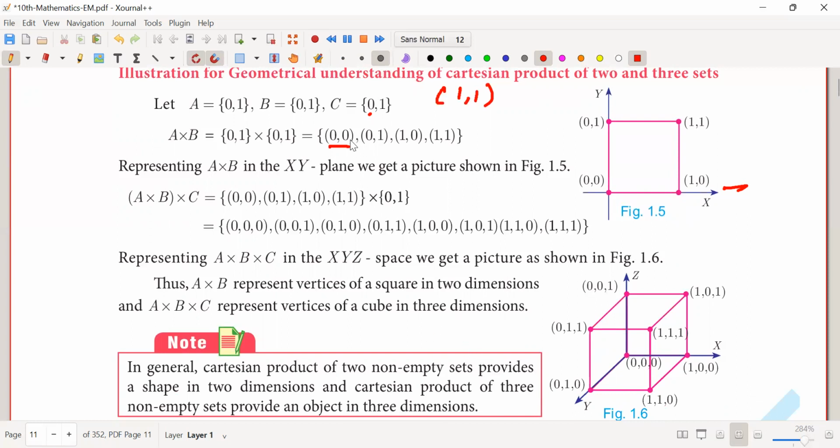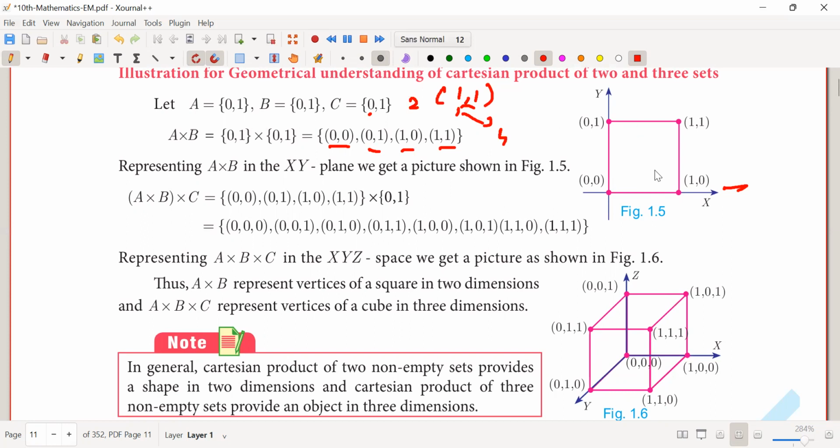So here there are 4 points, here there are 2 points. 4 terms: n of A cross B is 4. This is 2. So 4 into 2, we will be getting 8 points. These 8 points will form a cuboid when we plot the points properly on the X-axis, Y-axis, and Z-axis and join them. You'll be getting a cuboid.